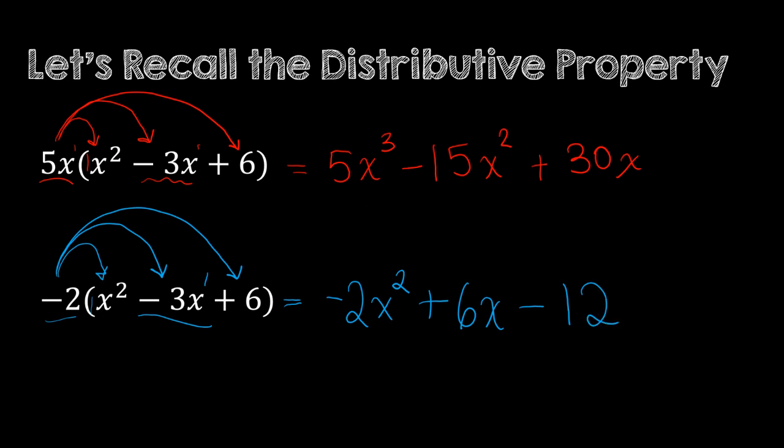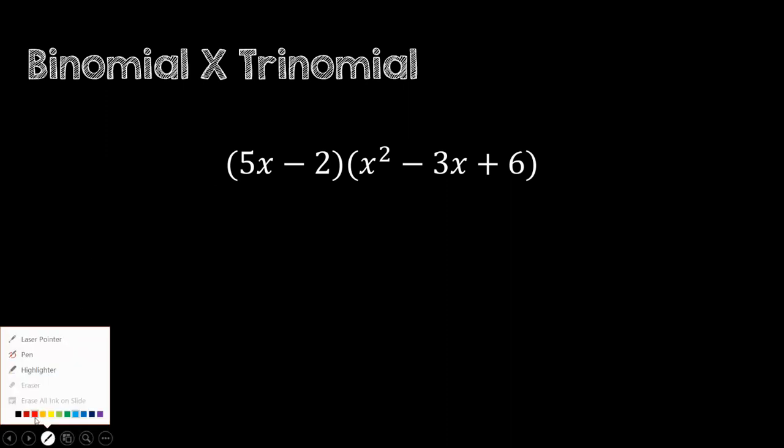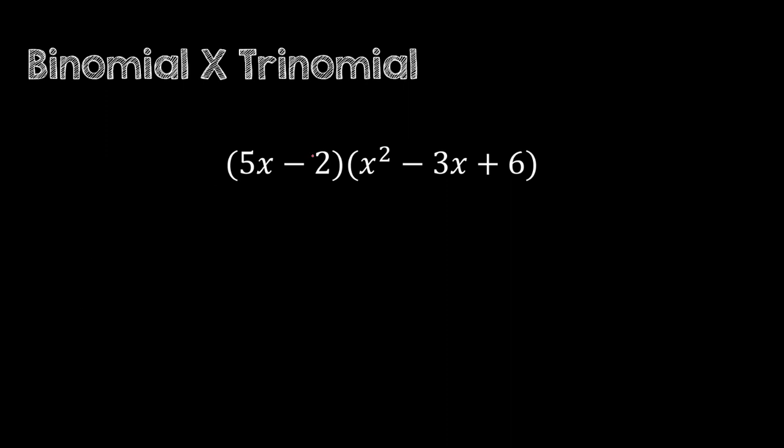So this is just a reminder of our distributive property, where we have one term like 5x and another term like negative 2x being multiplied to a trinomial. We call this a trinomial because there are 3 terms inside the parentheses. And this is an introduction to a binomial times the trinomial. So if we take a look, what I've done is that 5x minus 2 is going to be multiplied to x squared minus 3x plus 6.